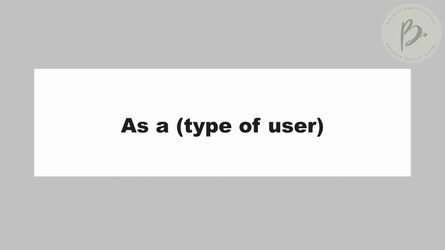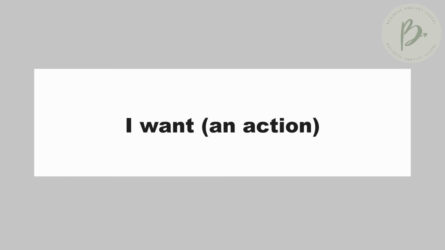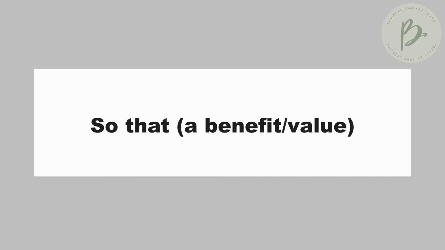A user story typically follows the format: as a type of user, I want an action, so that a benefit or a value. This is in brackets, by the way. So it's a simple yet powerful way to capture your product requirements.